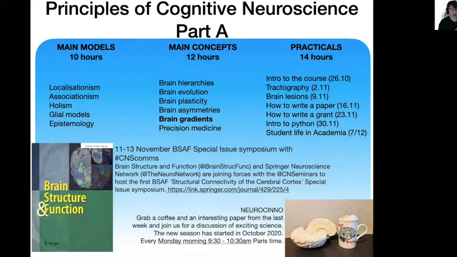During this course, I'm trying to explain to you the main models of how people imagine how the brain works. I will also tackle the main concepts that I usually use to publish papers, what really constitutes a result, and we're going through practicals whereby we have hands-on experience on how to manipulate data to produce results, how to write a paper, how to get funding, how to code analysis, and how to survive as a student in academia.